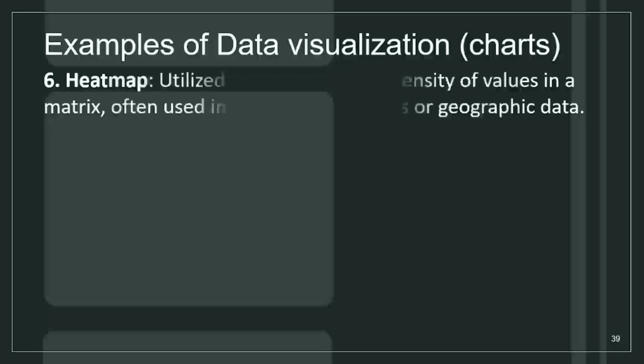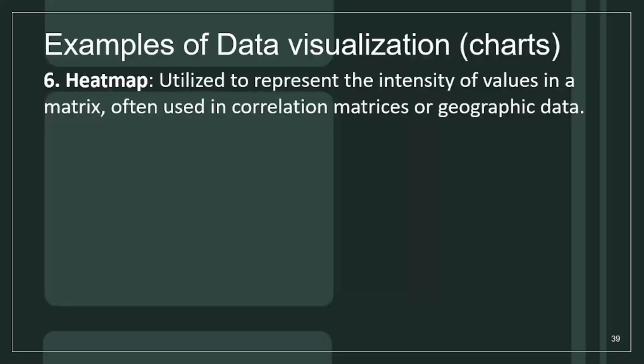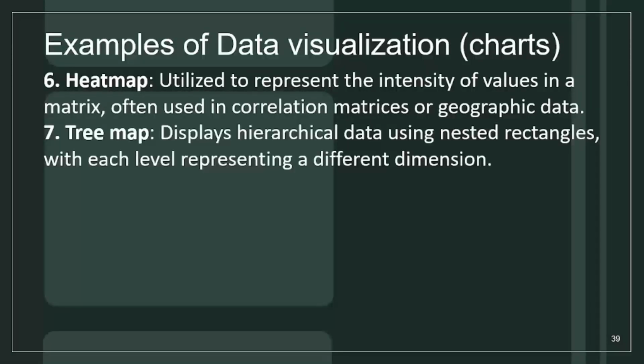Then we also have the heat map, very much used also in geographical data. If you are using the old version of Excel, you might not find heat map there. From 2019, fine, you can use that. Then we have the tree map. Tree map is much used, and it consists of nested rectangles. The bigger the rectangle, the bigger the dimension of that variable you are trying to model.